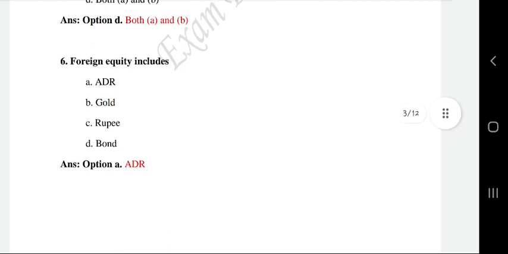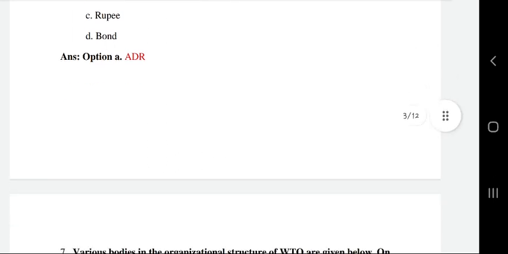Question number 6. Foreign equity includes. Options: ADR, gold, rupee, bond. Option A is the answer, ADR, American Depository Receipts. American Depository Receipts are negotiable securities issued by a bank that represent shares in a non-US company.